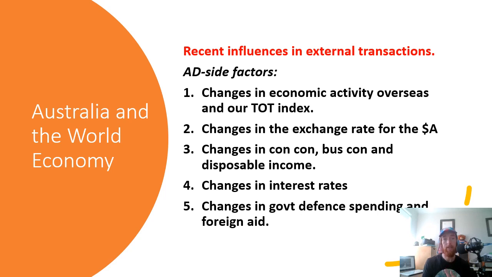Then changes in government spending and foreign aid. This basically just means government defense spending and foreign aid. Often if the government's spending a lot on defense and foreign aid, this means that they've got to get that money from somewhere. And if they don't have enough money for it, they've got to borrow from overseas, which increases our net foreign debt.